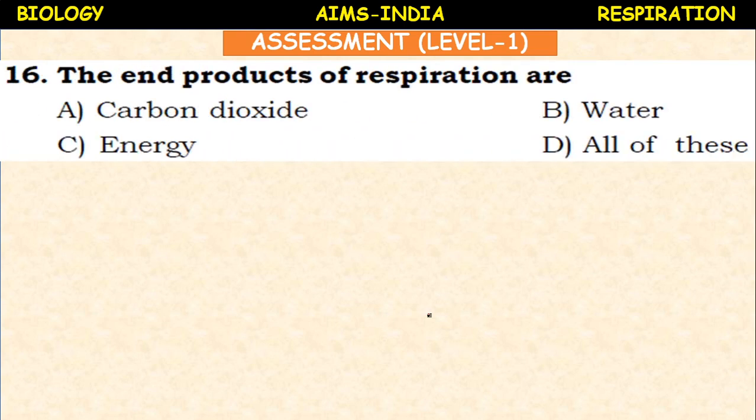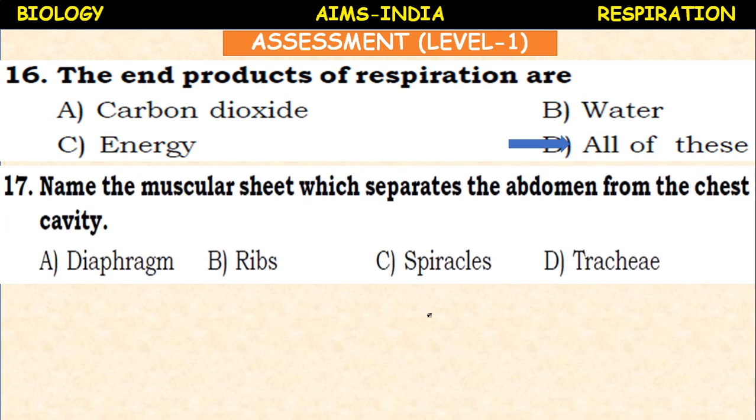Next, the end products of respiration are carbon dioxide, water, energy. Yes, all of these. What is the equation representing respiration? C6H12O6 plus 6O2 gives rise to 6CO2 plus 6H2O plus energy. So carbon dioxide, water and energy. Name the muscular sheet which separates the abdomen from the chest cavity. It is the diaphragm.